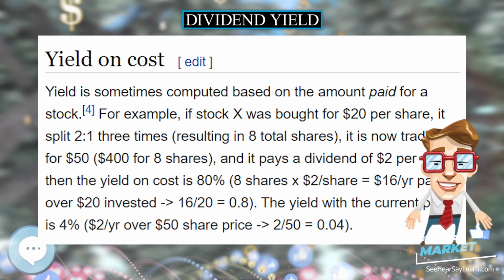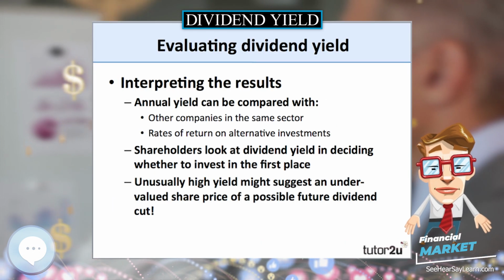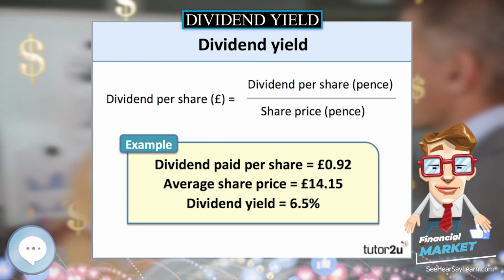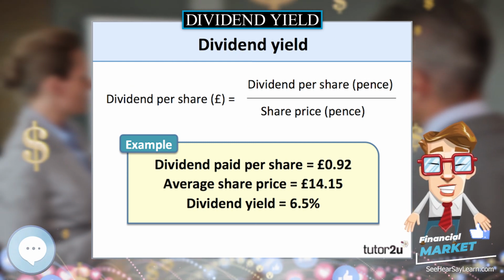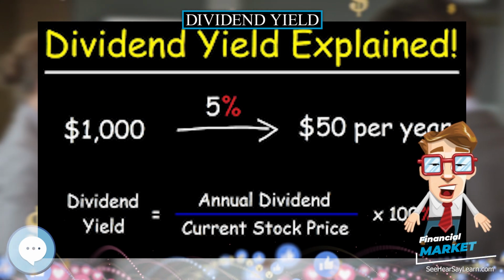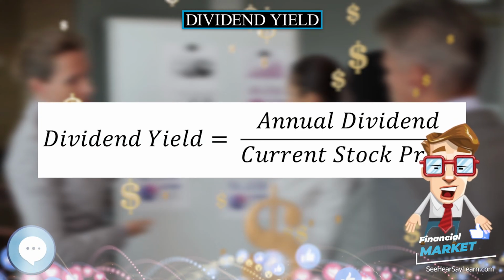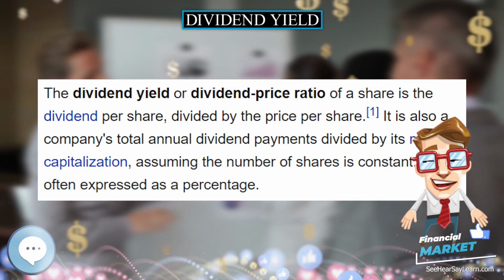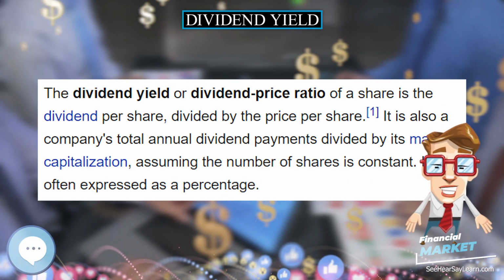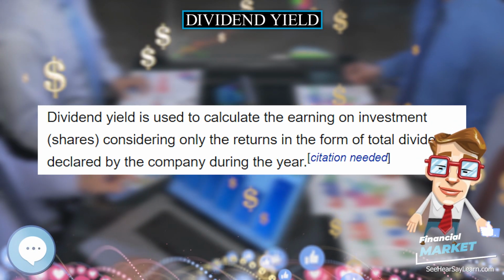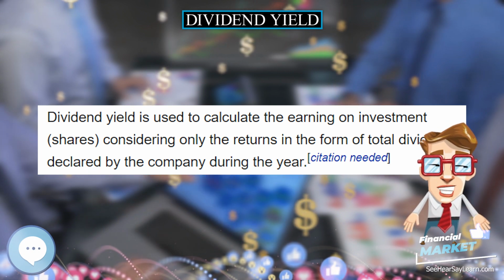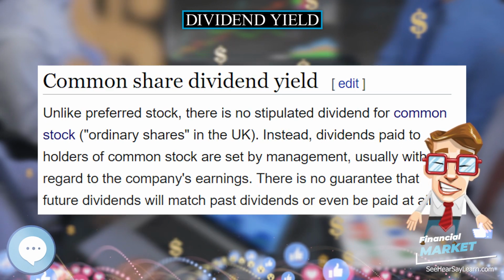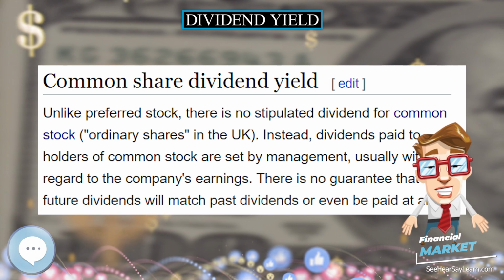Current dividend yield equals most recent full year dividend divided by current share price. For example, take a company which paid dividends totaling $1 per share last year and whose shares currently sell for $20. Its dividend yield would be calculated as follows: current dividend yield equals most recent full year dividend divided by current share price, equals $1 divided by $20, equals 0.05, equals 5%.